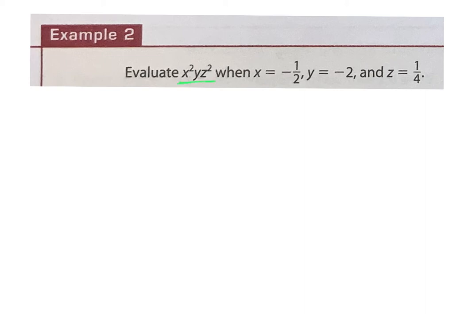And so if I'm plugging in for this one, x squared, well, I'm going to write negative 1/2, and that whole thing is squared. All right? And then times y. Well, y is negative 2. And then z squared, and z is 1/4. And this is where you need to pay attention to your negatives. When you're plugging something in, you have to do whatever the operation is to the whole thing. So if I have negative 1/2 and I square it, what is negative 1/2 times negative 1/2?